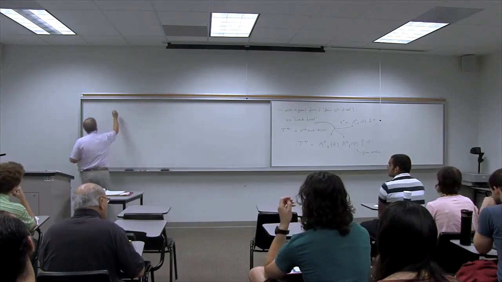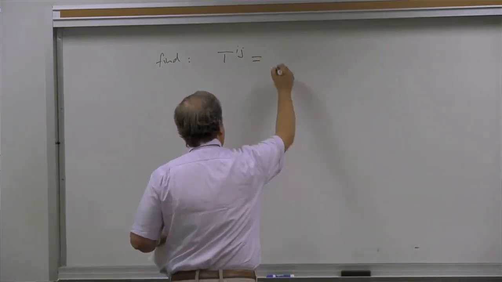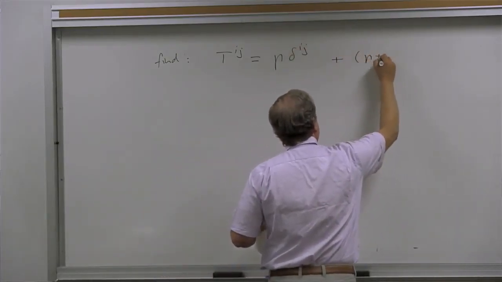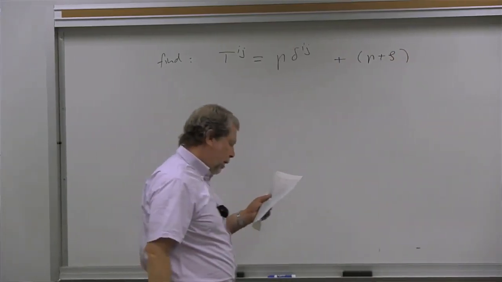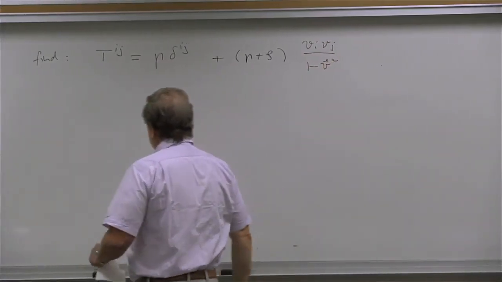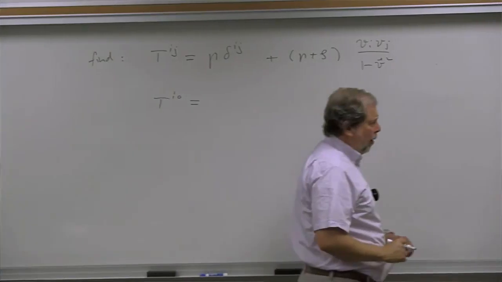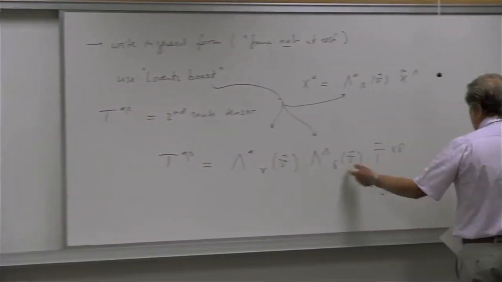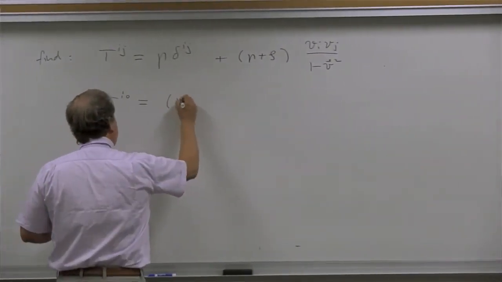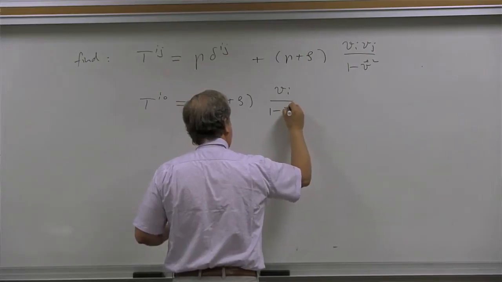So you find that Tij is equal to P times delta ij, plus P plus rho, times, now the velocities come in, so we have vi vj divided by 1 minus v squared. So that's the Tij part. The Ti naught, well, that was 0 to start with, but of course now, because we're multiplying it by these matrices, it's no longer 0. And so that is P plus rho times vi times 1 minus v squared.